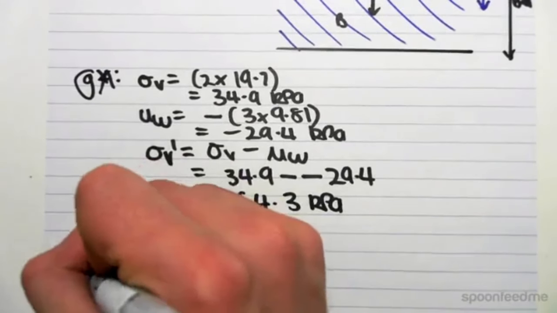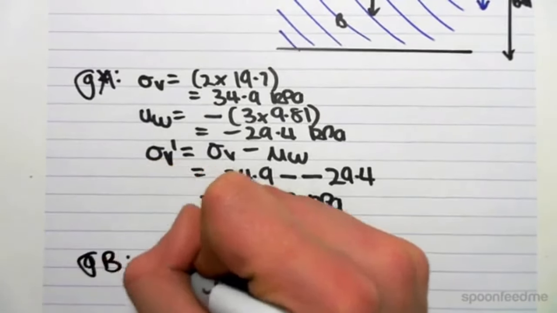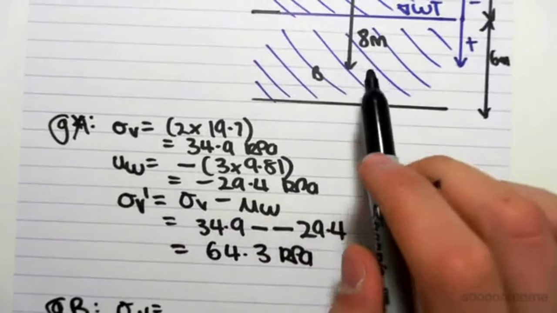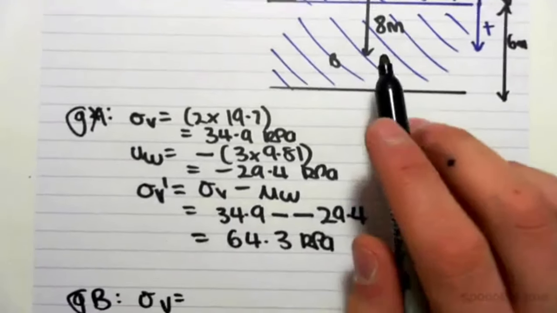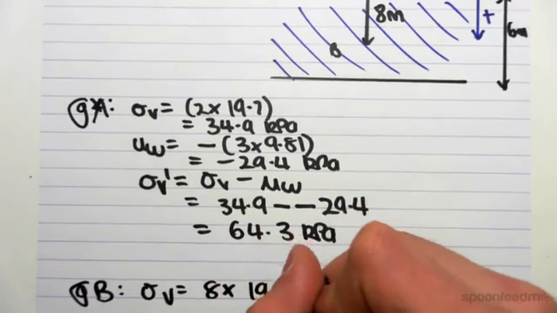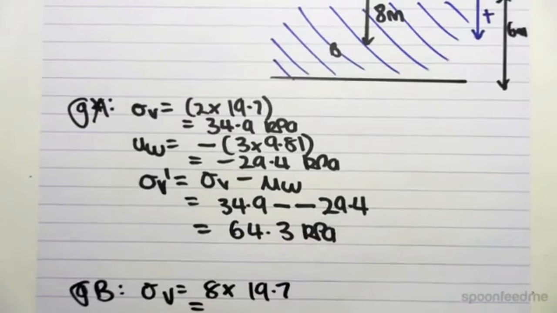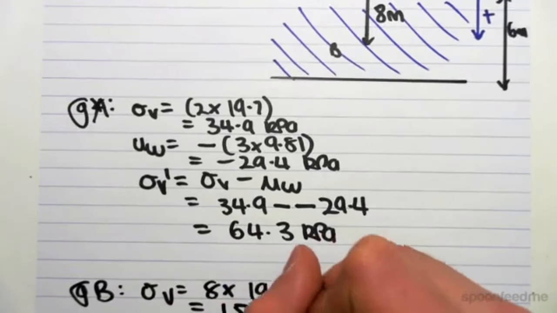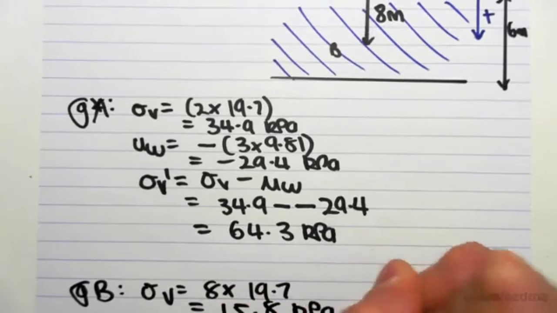Let's do point B now. So point B, the total stress, we're 8 meters below the surface, and it's all saturated, so it's just going to be 8 times gamma sat, which was 19.7. So we get 8 by 19.7 is 15.8 kPa.